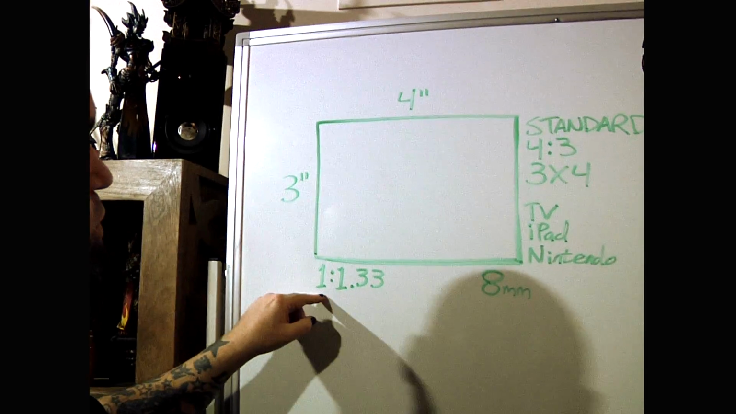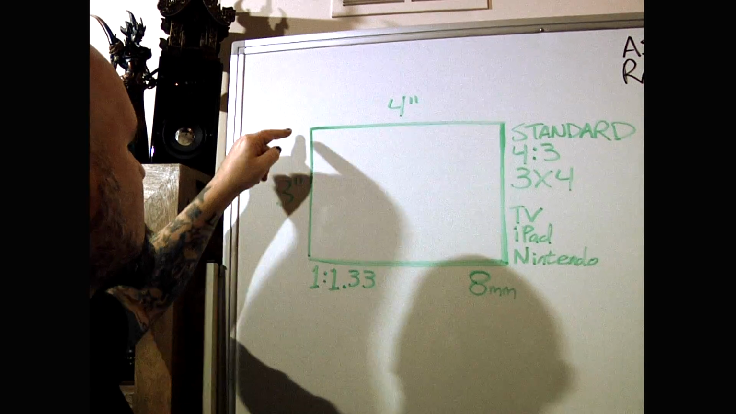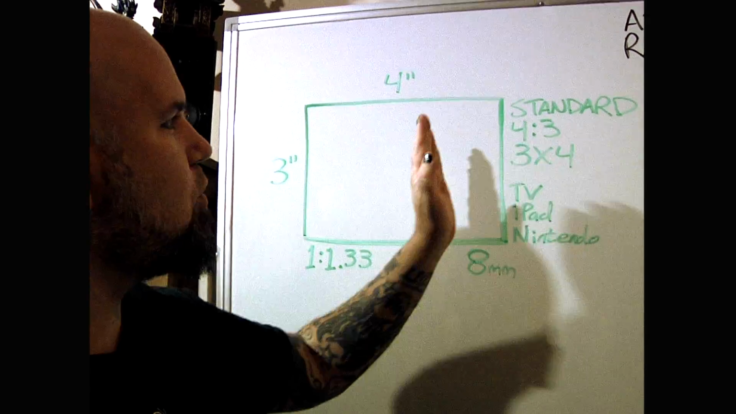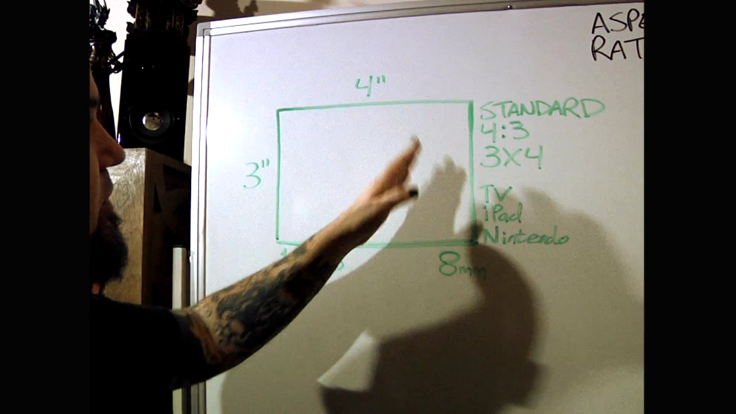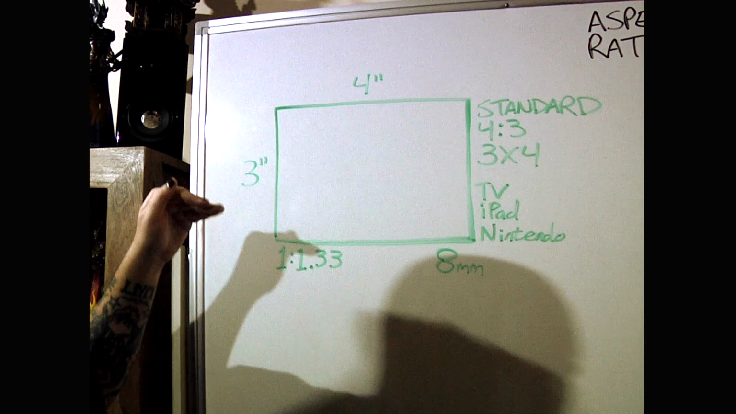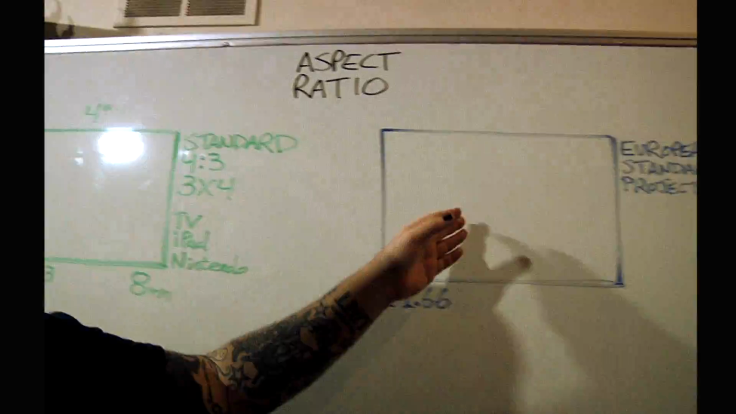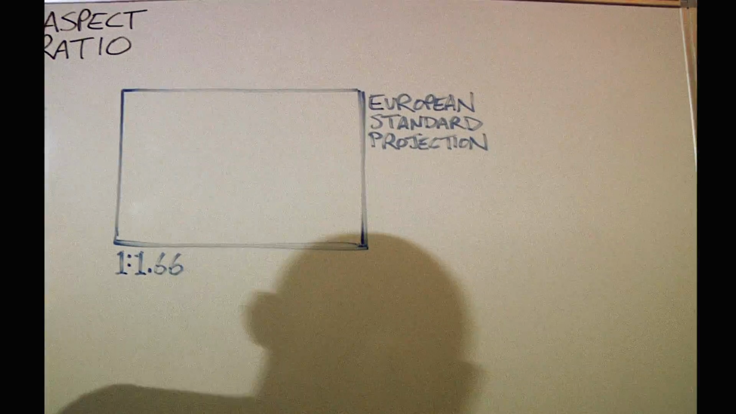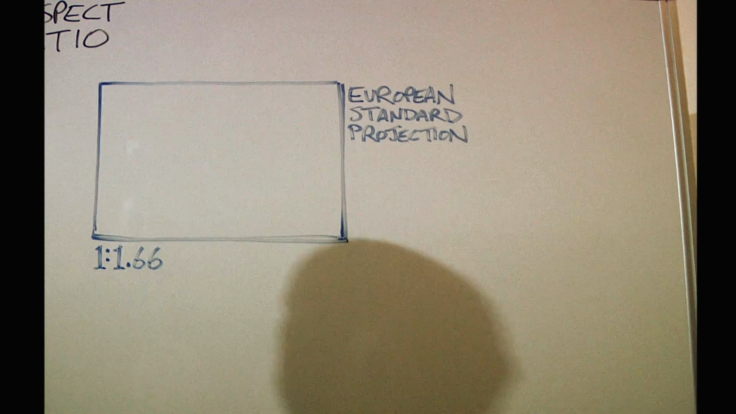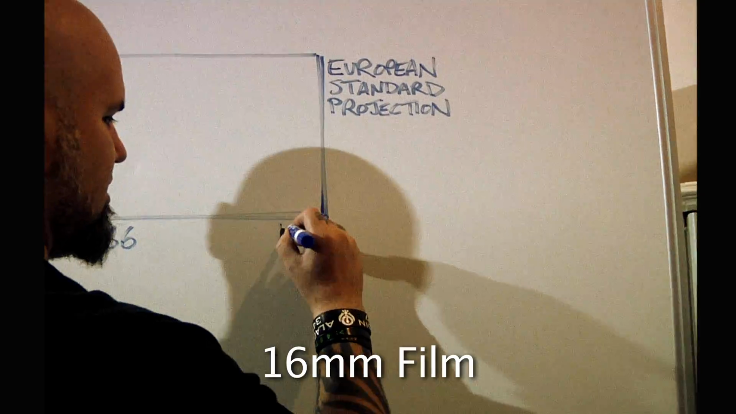Or this aspect ratio is actually the same thing. What this means, this 1:1.33, it means if this is 1 part tall, this is just a little bit wider. It's a little bit wider than a square. So that's like 1 1/3 wide compared to 1 tall. So that's why the aspect ratio is 1:1.33. European Standard Projection is a little bit wider because it's 1:1.66. This was created with the advent of 16mm film.